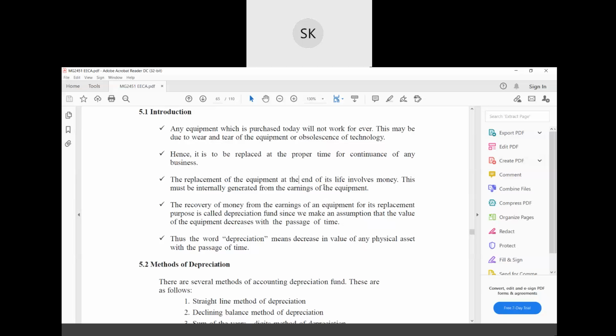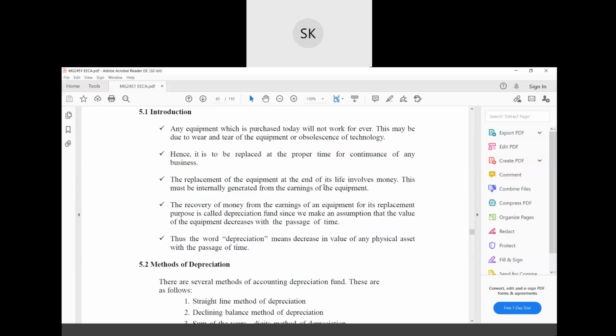So, suppose in a business you have purchased a machine, after 5 years it is not giving you the same. Suppose in the first year it was producing 50 products, so it may not give you the 50 products after 5 years or 10 years. So, what you have to do? You can replace it, right? Now, the replacement of the equipment at the end of its life involves money. This must be internally generated from the earnings of the equipment.